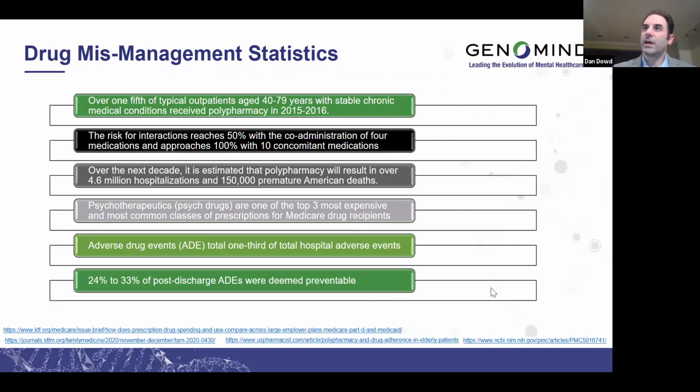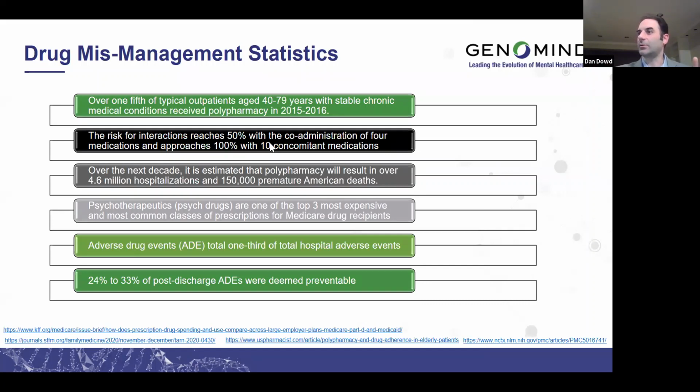I'm going to go quickly through this slide. I want to talk about some statistics that are out there. These come from different sources. Some of them come from Kaiser, some from NIH, some from various journals. But about 20% of outpatients 40 to 79 years of age will receive polypharmacy. Okay, these are 2016 numbers, but that number probably still applies. At least 20% are on multiple medications. The risk for significant interactions is 50% if you're on 4 or more drugs, and 100% if you're on 10 or more drugs.